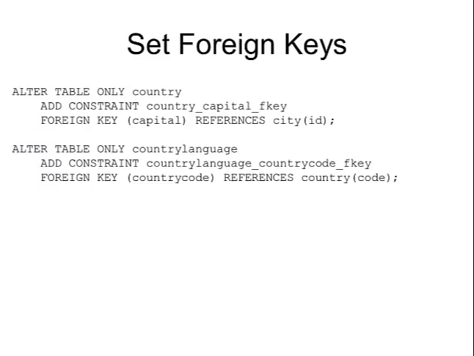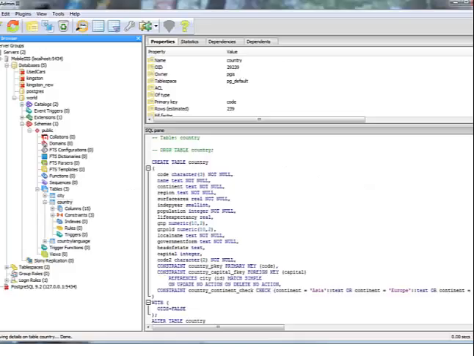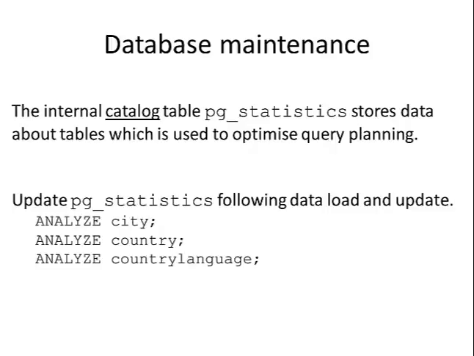Foreign keys. Again, we've got a foreign key on the capital. So a capital city in the country table must equal one of the values in the city table. So we can't have a capital that isn't in the city table. And also we've got a constraint on country language, which tells us that the country code must be in the code field of the country table. Voila, that's what our country table now looks like with our foreign keys and our primary keys defined. We'll just finish this bit and then we'll go up to the next.